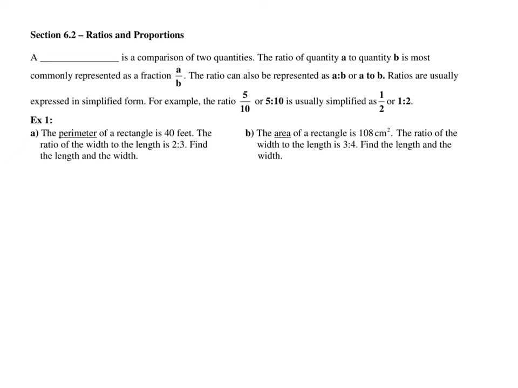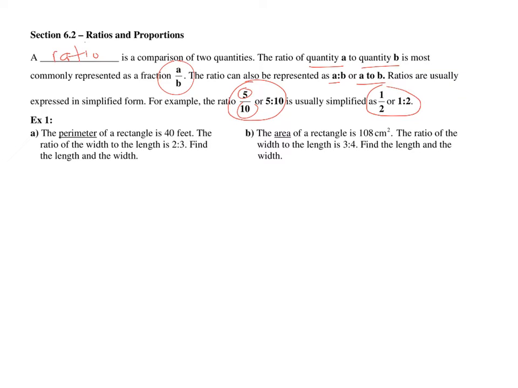All right, starting lesson 6.2, ratios and proportions. Now, a ratio is a comparison of two quantities. The ratio of quantity A to quantity B is most commonly represented as a fraction. The ratio can also be represented as A colon B or A to B. Ratios are usually expressed in simplified form. For example, the ratio 5/10 or 5 colon 10 is usually simplified to 1/2 or 1 to 2 because both of these numbers are divisible by 5.